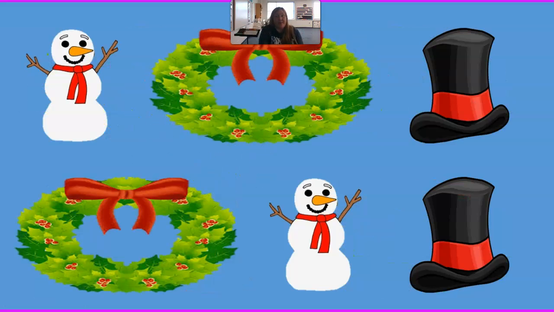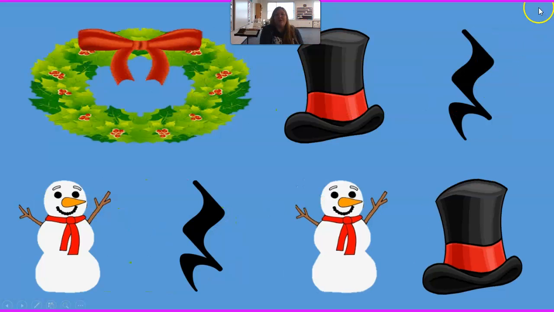Oh, this one might be tricky though because the wreath is in the middle. Good luck. We have 1 and 2. Start with snowman, go. Snowman, wreath, hat, wreath, snowman, hat. How'd you do? Still too easy? Well, let me show you.